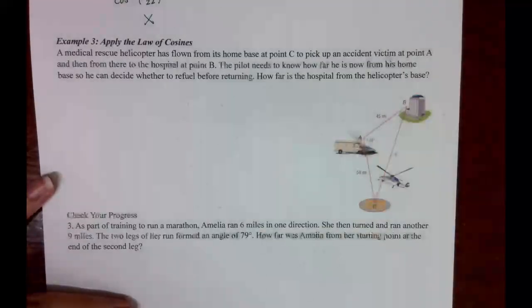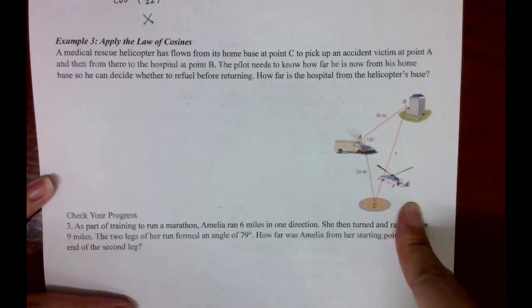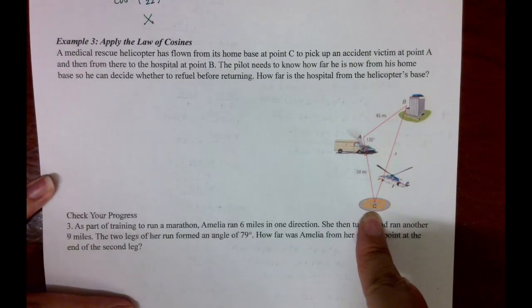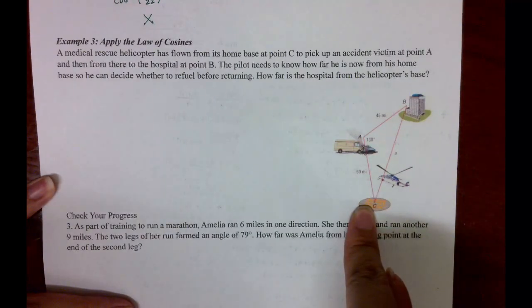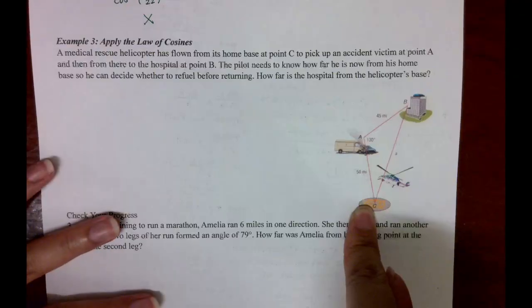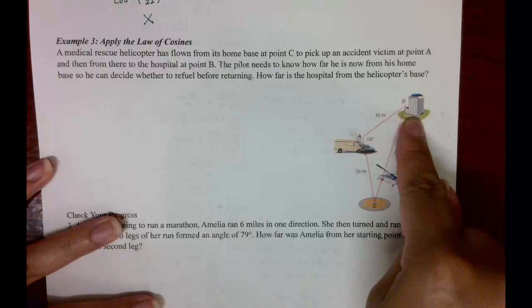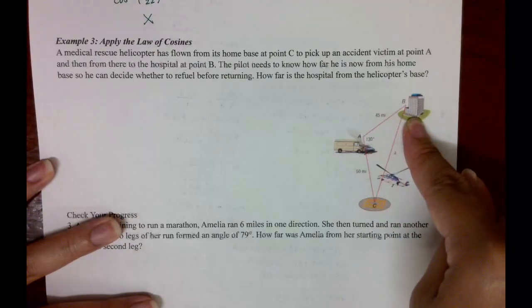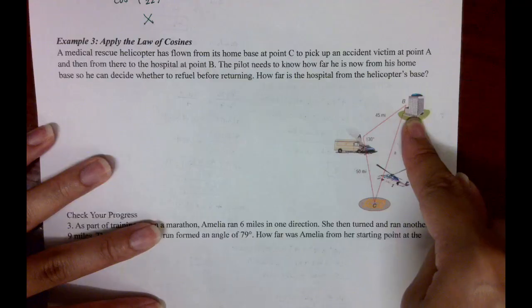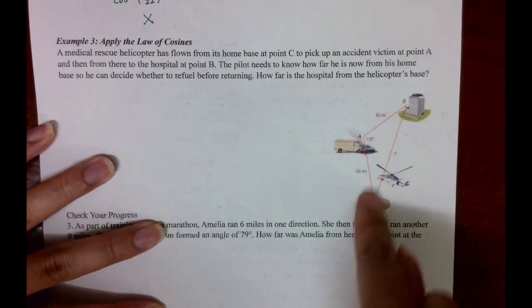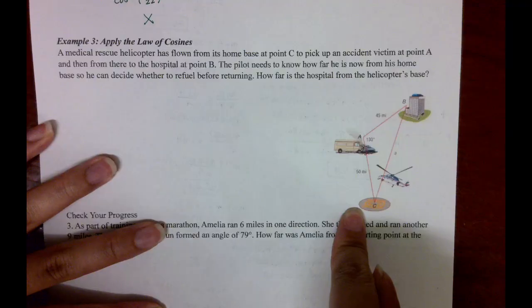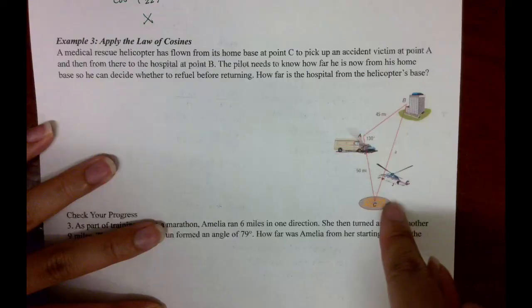Example 3. A medical rescue helicopter has flown from its home base at point C to pick up an accident victim at point A. And then from there, it's going to go to the hospital, which is here at point B. The pilot needs to know how far he is now from his home base so he can decide whether to refuel before returning. So what we want to know is how far is the hospital from the helicopter base.